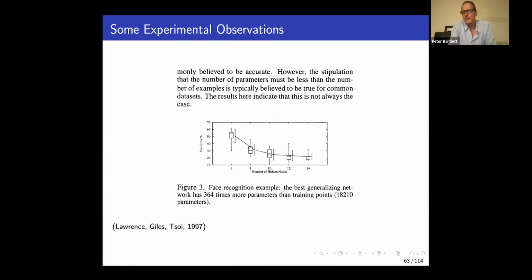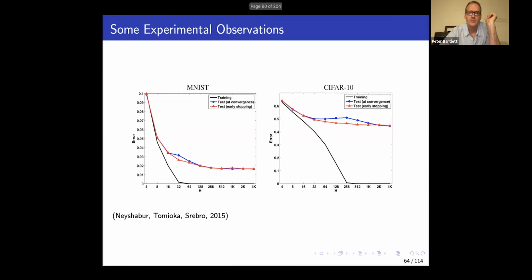where people observed that, despite this theory that suggested that the sample size should grow with the number of parameters, you could keep on increasing the number of parameters. In a face recognition example, for instance, it's 2 to 3 orders of magnitude more parameters than training points, and you're still getting a continuing improvement in performance.